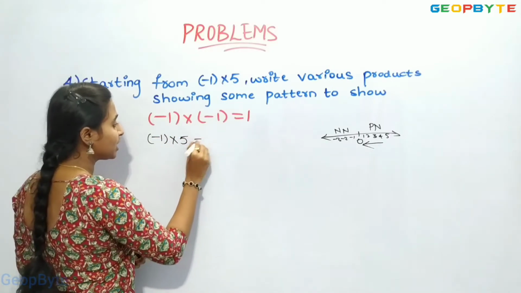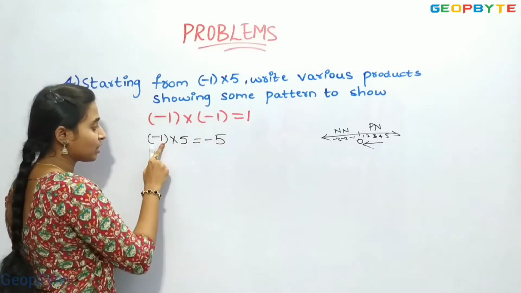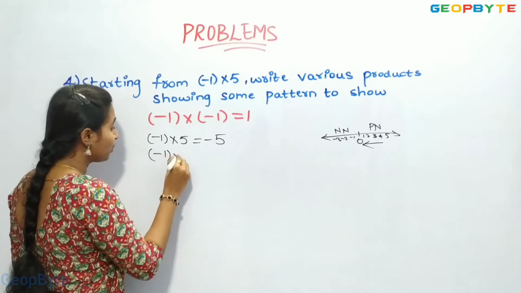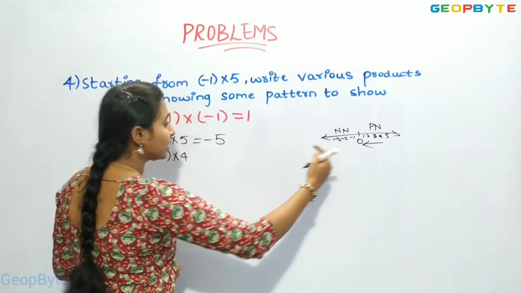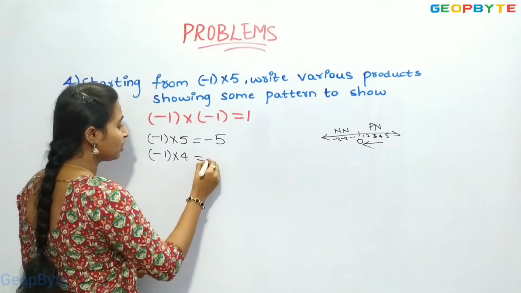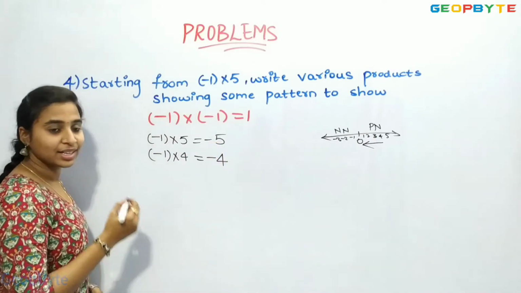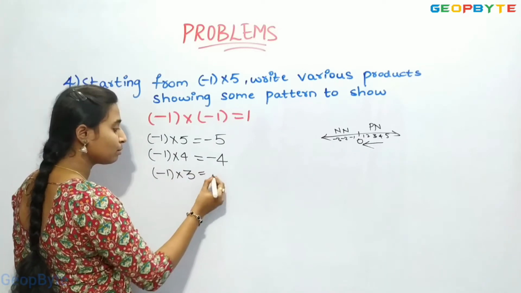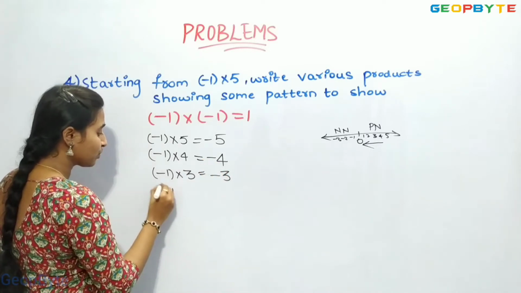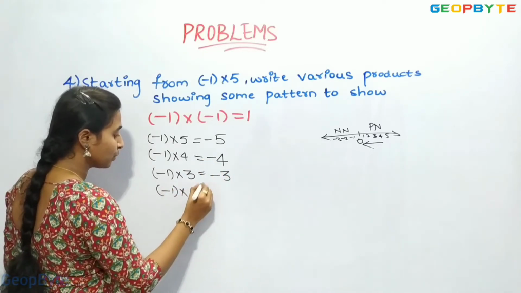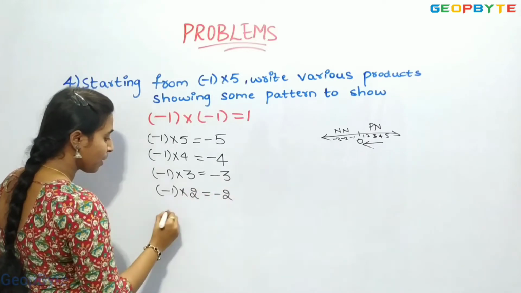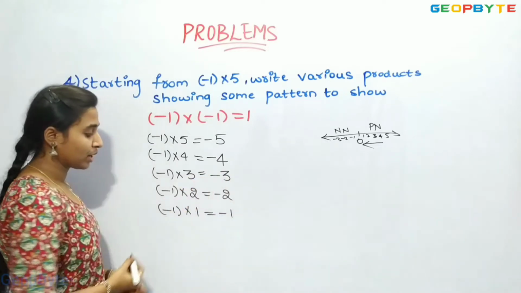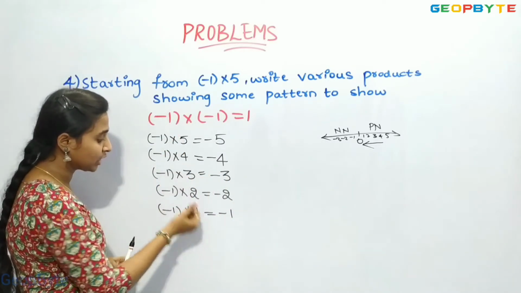Minus 1 into 5 is minus 5. 5 ones are 5. The minus sign remains the same. Next, minus 1 into 4, as we are going in reverse, is minus 4, right? Now minus 1 into 3 is minus 3. Minus 1 into 2 is minus 2. Minus 1 into 1 is minus 1. Right? We have completed the positive integers.